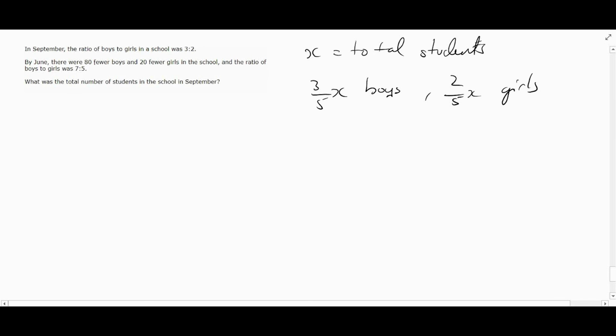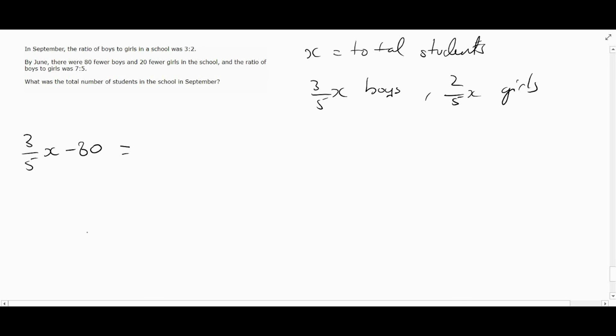Now it tells us by June there were 80 fewer boys, 20 fewer girls, and the ratio of boys to girls was 7 to 5. The fraction part is okay, but 3/5 x is the actual amount. So 80 fewer literally just means we have 3/5 x minus 80. That's the actual amount. And same for the girls, where it would just be minus 20. But I think we can just focus on the boys; that should be enough to solve the problem.